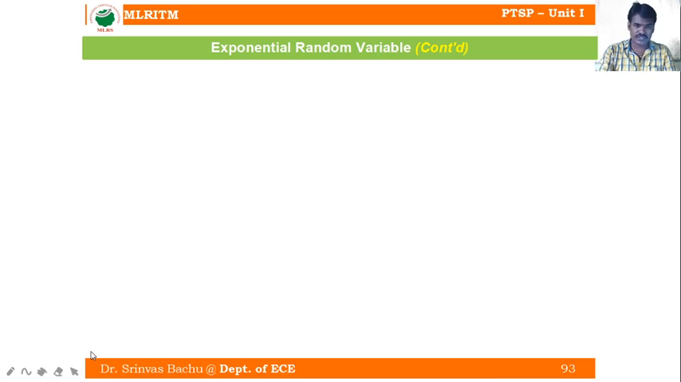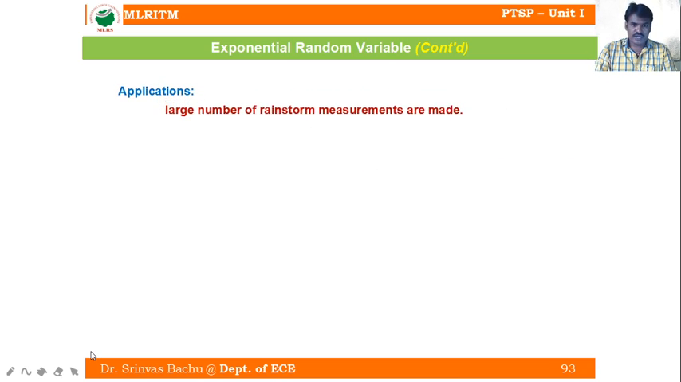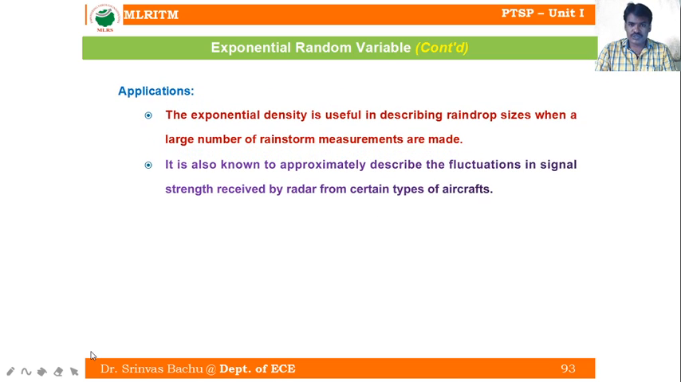We'll see the applications. First, the exponential density is useful in describing raindrop sizes. When rain falls, we need to measure the raindrop size, how big the falling raindrop is, when a large number of rainstorm measurements are made. In these cases we use the exponential increasing or decreasing behavior.